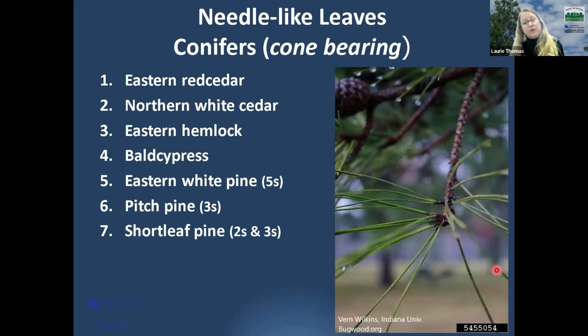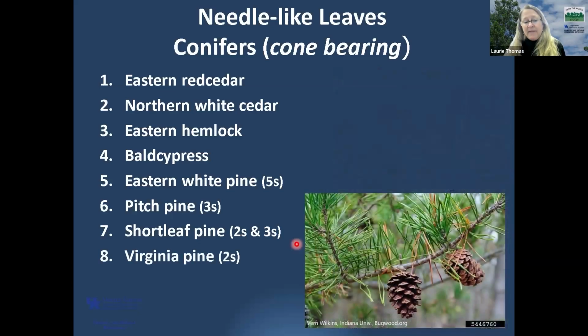The bark looks very similar on both of these, but the difference is shortleaf pine will have needles in 2s and 3s. So that's another reason to look at multiple sets of needles so you can verify, yep, all of these are in groups of 3s. So I have a pitch pine. Or some of them are in 2s and some are in 3s, so I have a shortleaf pine.